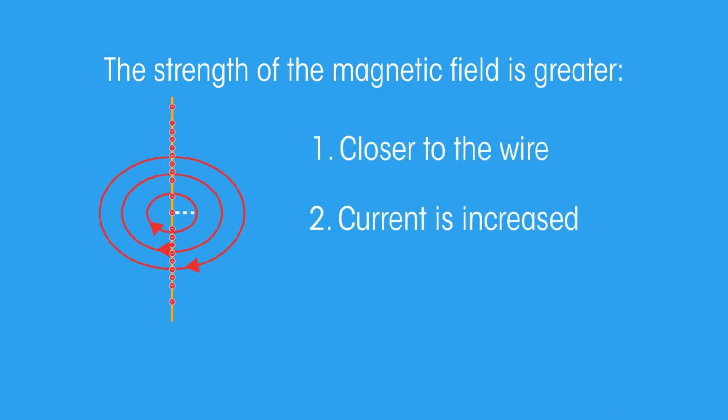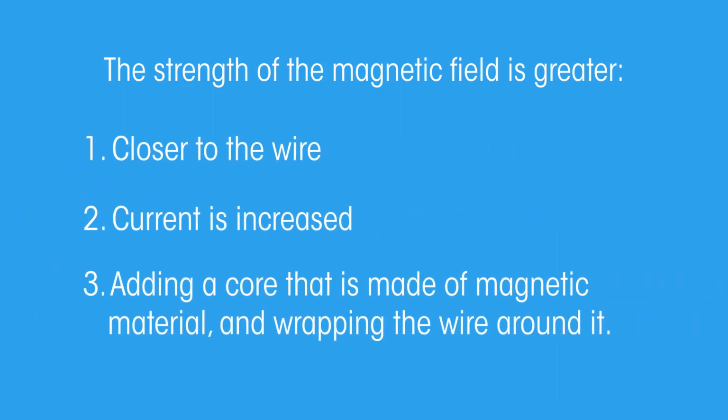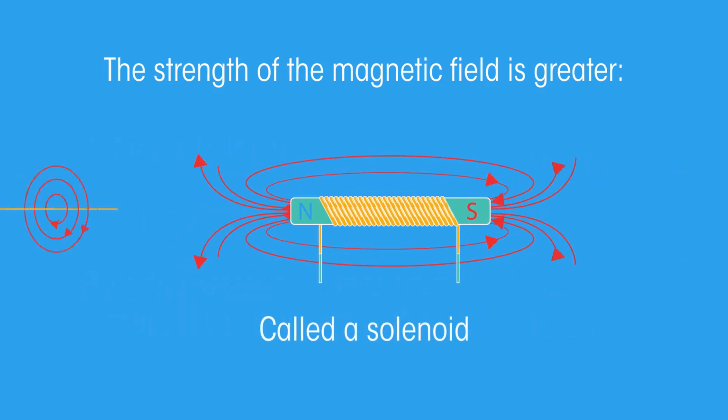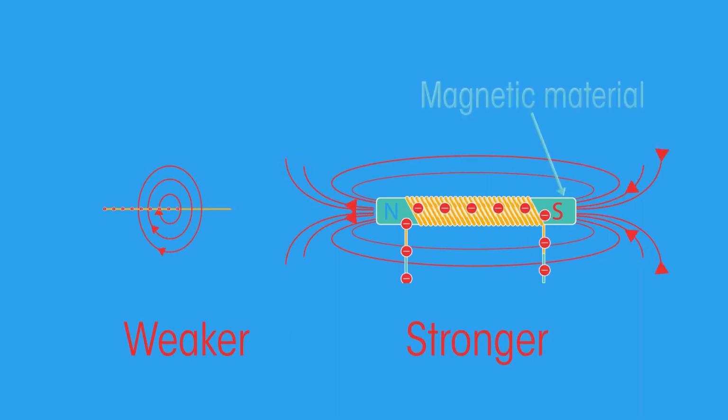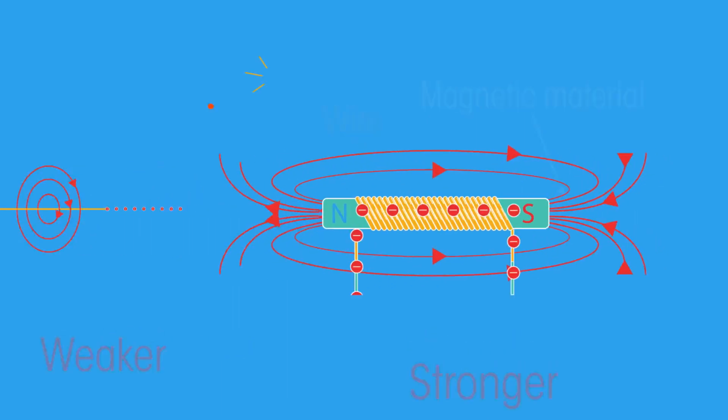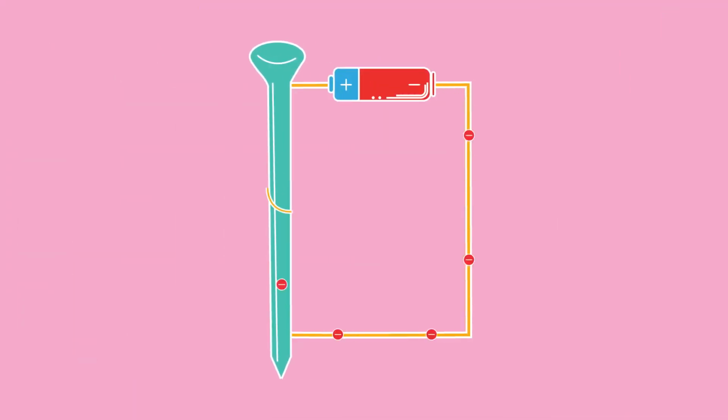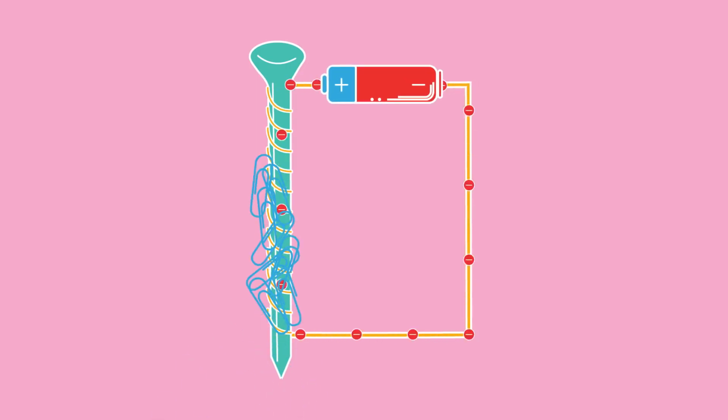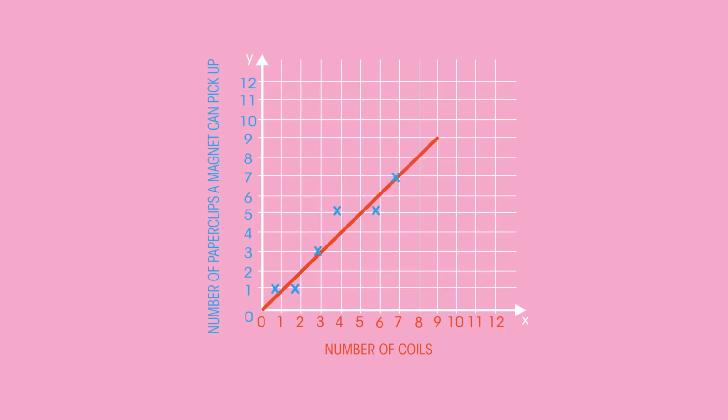If the current is increased, or by adding a core that is made of magnetic material and wrapping the wire around it, this is known as a solenoid. The magnetic field around a straight wire is not very strong, and so coiling the wire around an iron core creates a stronger electromagnet. This is sometimes known as a solenoid. We can use an iron nail to create a simple electromagnet. The strength of the solenoid electromagnet can be increased by increasing the number of coils or increasing the current. The more coils, the stronger the electromagnet is, and so the more paperclips you can pick up.